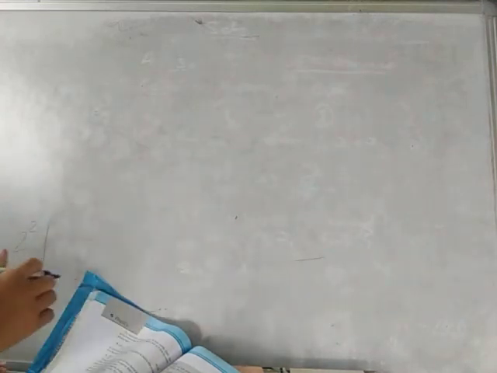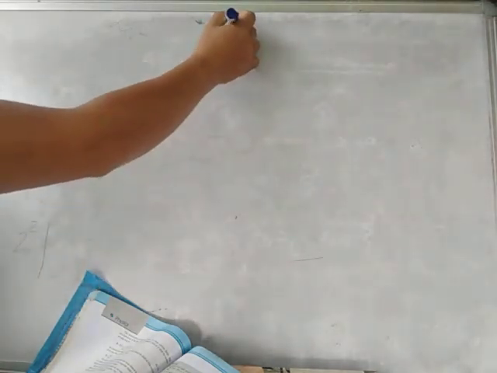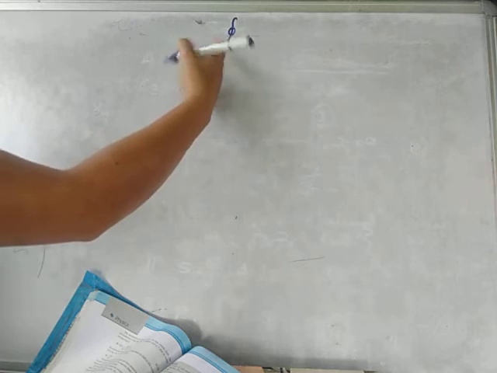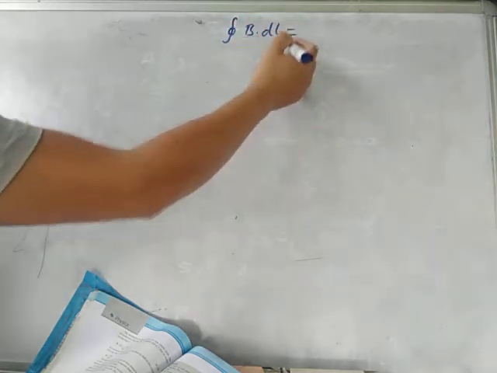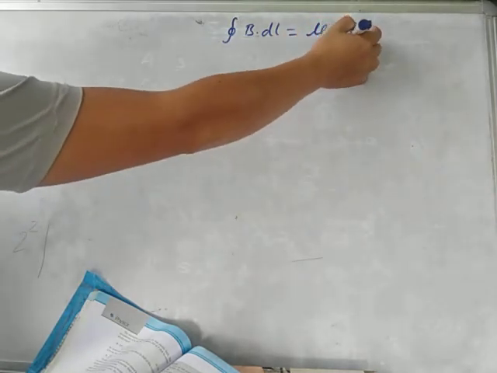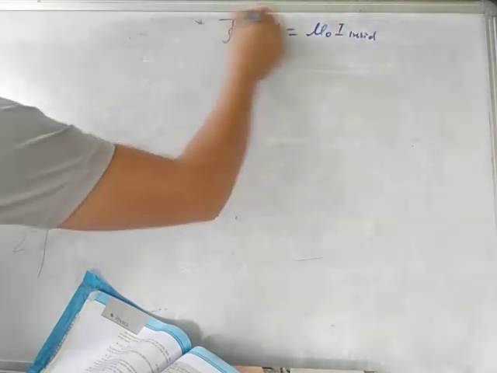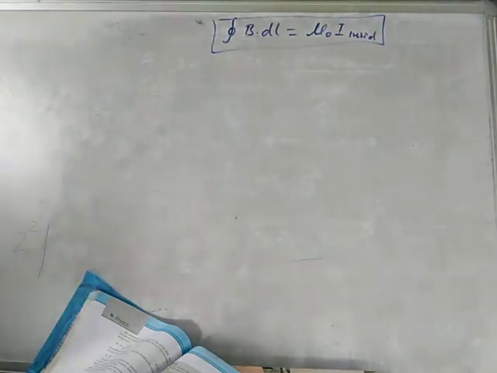So far we have done Ampere's circuital law, isn't it? That is, the closed line integral of B dot dl equals how much? Mu naught I inside, isn't it? Right. So today we'll start with the solenoid.